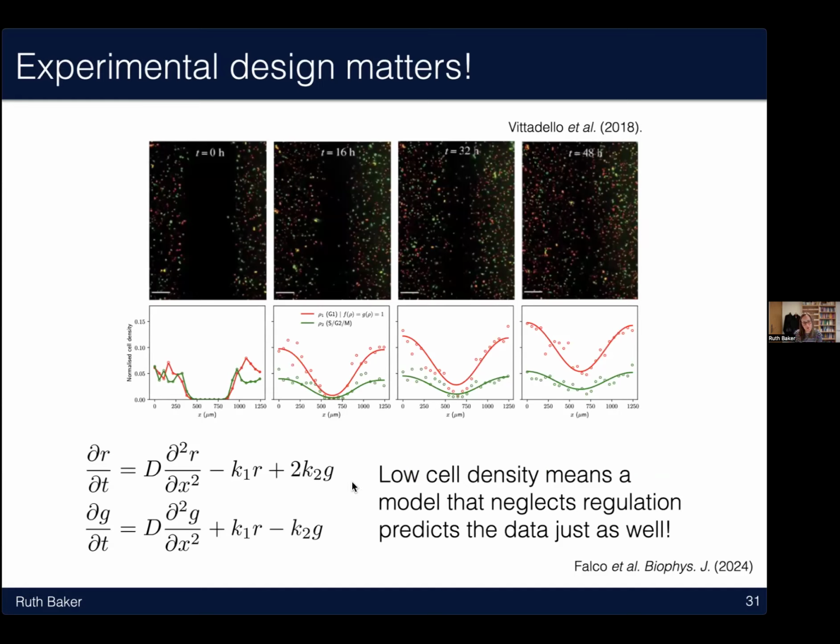In fact, if you just take a model in which there's no crowding-based regulation of the cell cycle and you attempt to fit it to that data, you can see that it very well predicts the dynamics. So essentially, there really wasn't sufficient information in this original data set to pick up the effects of that crowding.